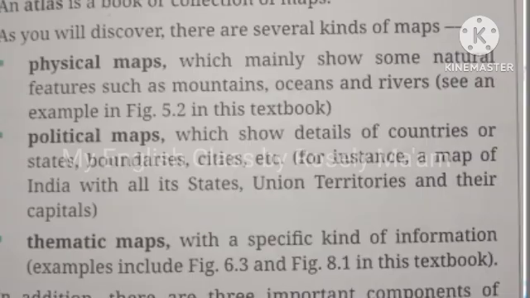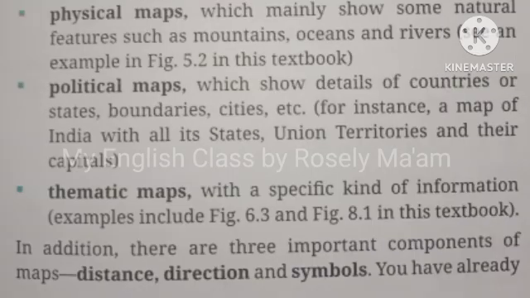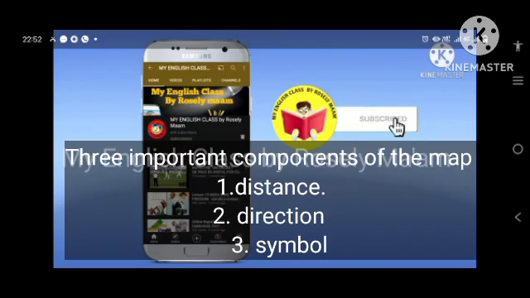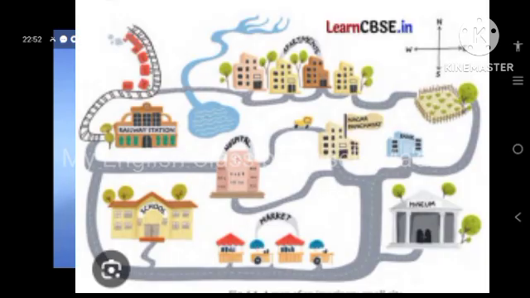In addition, there are three important components of the map. On a map, you will find the distance, direction, and symbols. Students, have you wondered how a huge place can fit on a small piece of paper? It is all thanks to the map scale. The distance between two points represented on the map depends on the scale that the map is using.